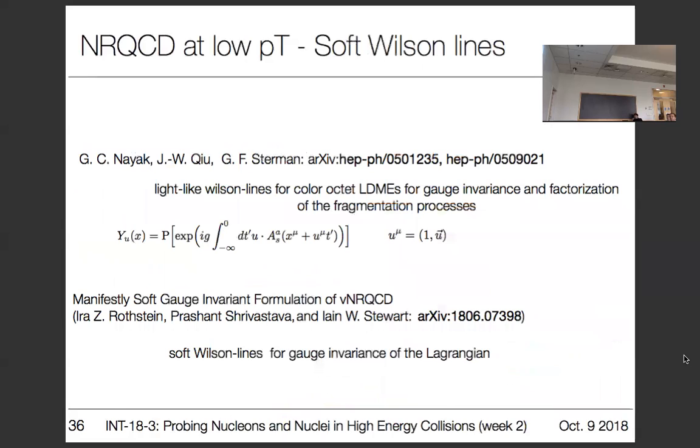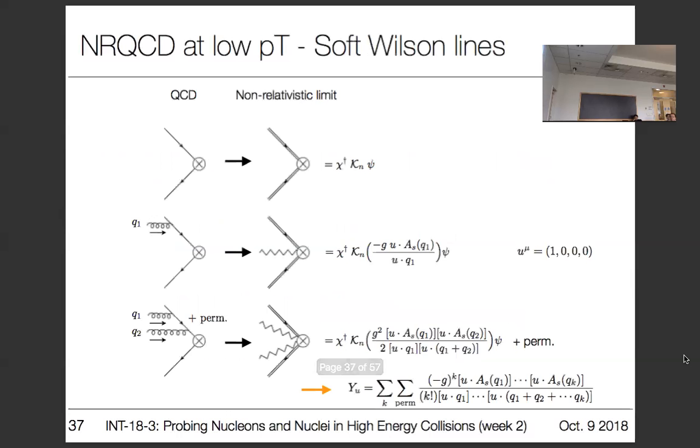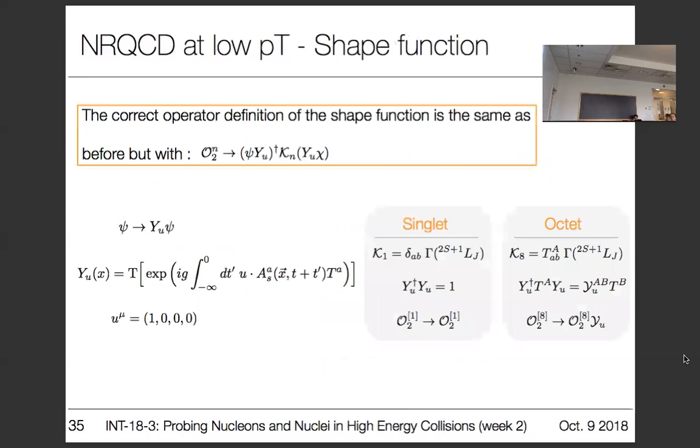There was a work in 2005, I believe, that showed that indeed at two loops, you will need the Wilson line even at large pT. And more recently, Ira, Prashant, and Ian Stewart published a paper saying exactly this: that the soft Wilson line we introduced in the operator definition needs to be included in the Lagrangian exactly the same way as we included it here, in order to make the NRQCD Lagrangian soft gauge invariant.